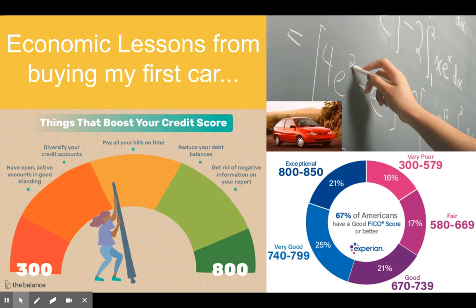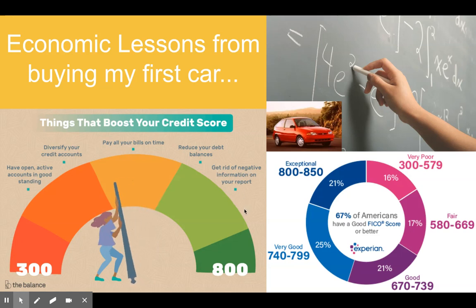Payments made on time. Have open active accounts in good standing. Diversify your credit accounts, pay your bills on time, reduce your debt balance, and get rid of negative information on your report.